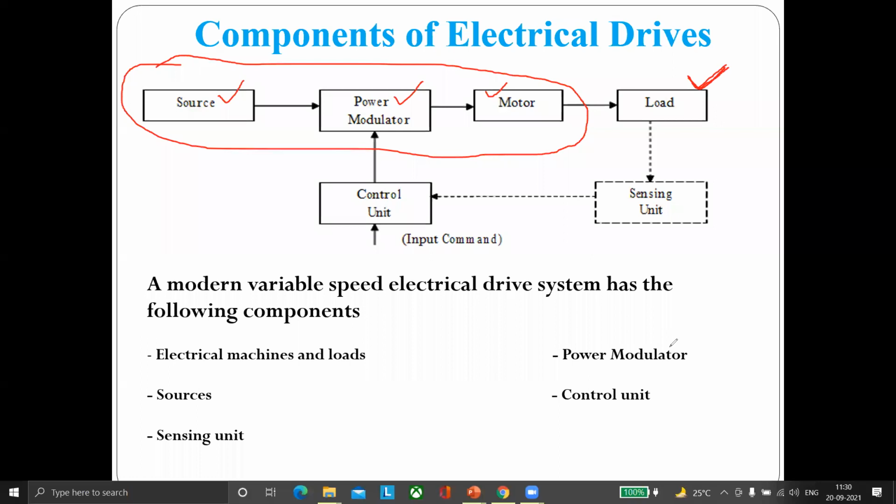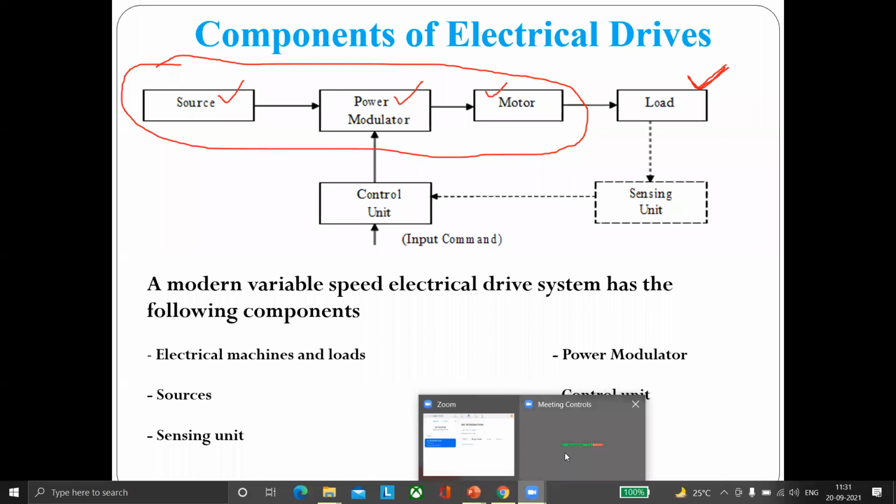If we don't know the definition of the electrical drive, then there is no meaning in studying the electrical drive subject. There is no meaning in studying the industrial drives and control subject. If we don't know the definition, what is the meaning of studying industrial drives and control? Right or not?